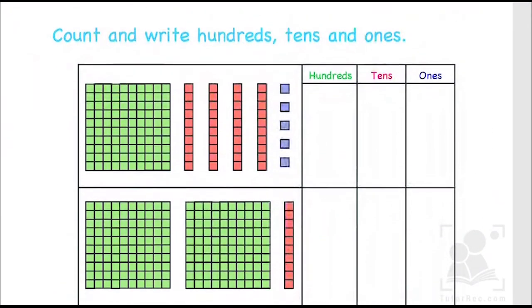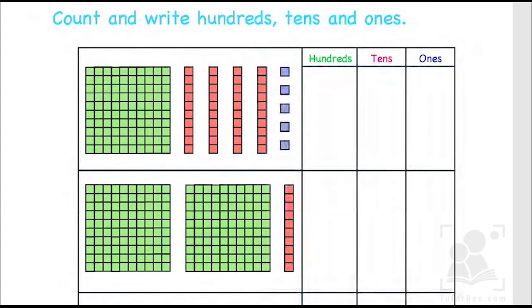Next exercise is the same pattern that we covered in the previous pages, to count the blocks and write, this time with hundreds, tens and ones. The first one I will be doing for you. The rest is very simple. You can do it on your own. So let's count the hundreds. This is one block of 100 blocks. So we'll write 1 hundreds.